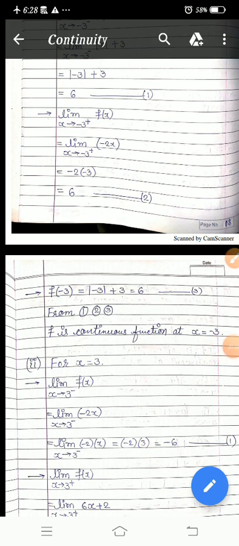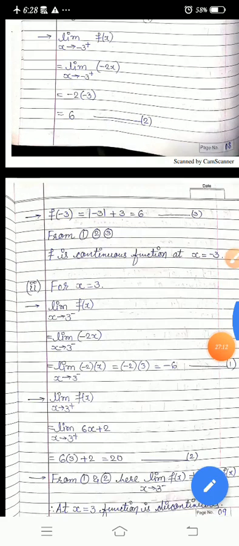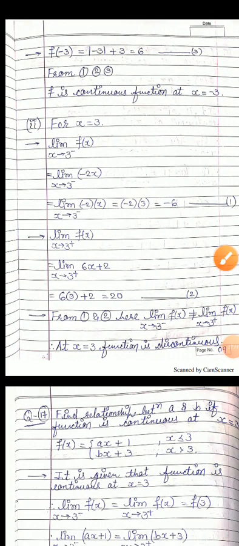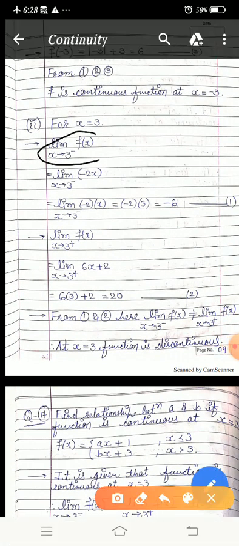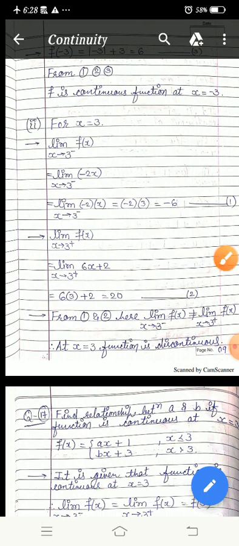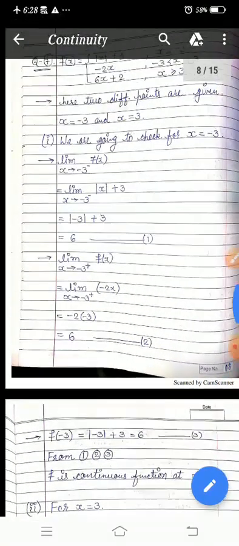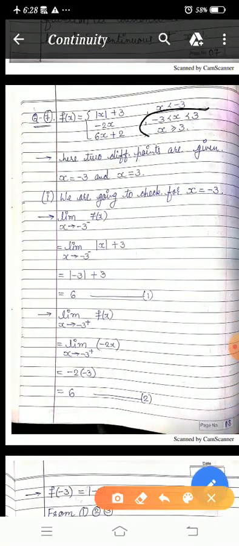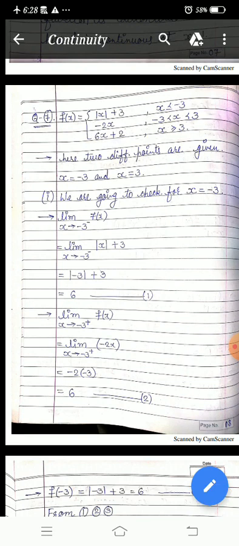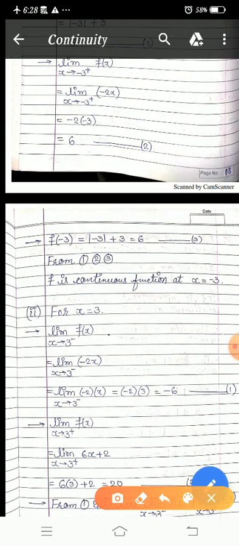Now for the second point, that is x equals to plus 3. We are taking the left hand side limit of that point, that is limit x tends to 3 minus f of x, and whenever we take the left hand side limit, that means the value of x tends to 3 but it will be less than 3. For less than 3, which function was given here? It was for x less than 3, that means we need to take the function as minus 2x. So by putting that function over here, it will be limit x tends to 3 minus of minus 2x.